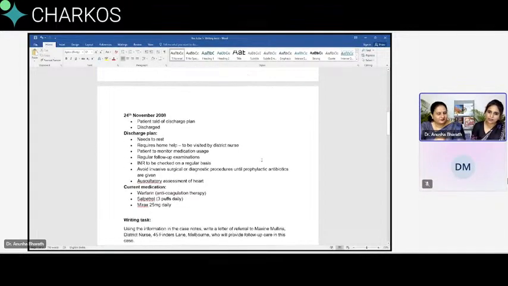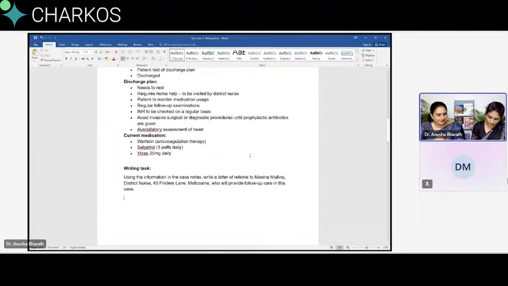Now let's start decoding this case note. When you start, you're of course going to be looking at the writing task first, isn't it? In that case, you are going to read this first. Here it says, using the information in the case notes, write a letter of referral to Maxine Mullins, district nurse, 45 Flinders Lane, Melbourne, who will provide follow-up care in this case.